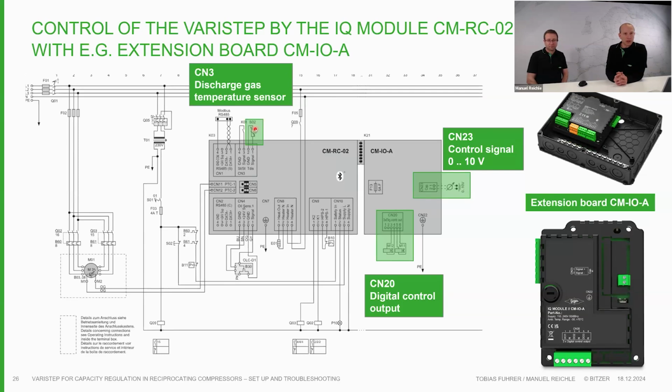So that's why the discharge gas temperature is measured. And if a certain limit or threshold is exceeded, then the capacity is increased by the module itself for a certain amount of time in order to cool down the compressor, the motor, and to bring down the discharge gas temperature in the end.